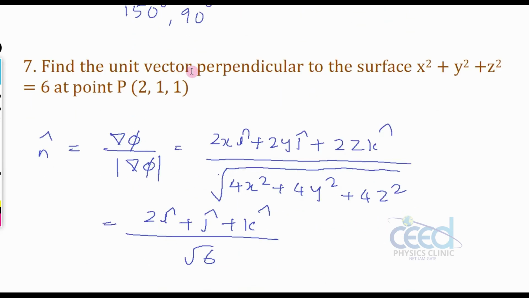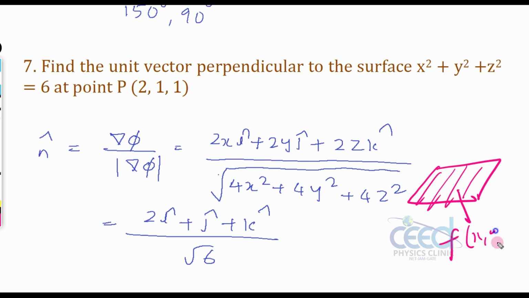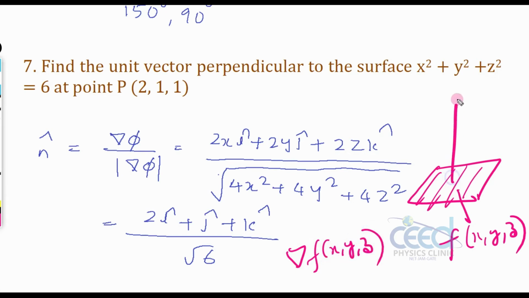Find the unit vector perpendicular to the surface x square plus y square plus z square is equal to 6 at a point P equal to (2, 1, 1). I have already told you, when we studied the gradient, what is the direction of gradient. If you have a surface, of any equation, that you can write as f of x, y, z, what is gradient f of x, y, z? Its direction we have already defined, that is gradient phi.